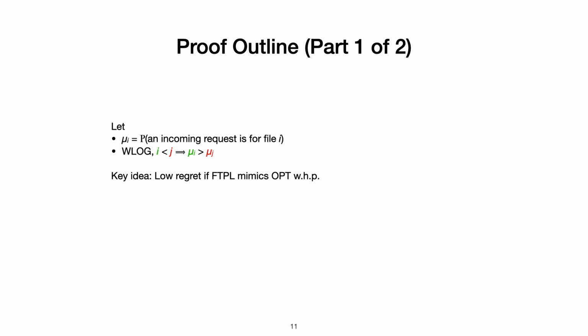That is, if i is less than j, then mu_i is greater than mu_j. The key idea is to show that FTPL mimics the optimal policy with high probability. For IID stochastic arrivals, the optimal policy caches files 1 to capital C. Consider some file i, which is less than or equal to capital C, and some file j greater than C. OPT will cache file i, but will not cache file j.